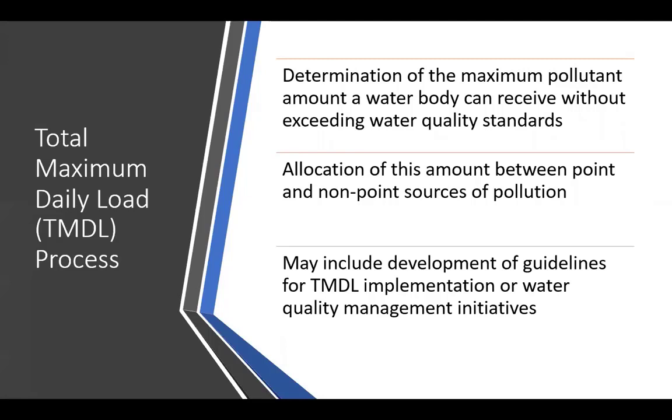The change was to regulate discharge on a mass per day basis and to take into account both point and non-point sources. So by point sources, we're talking about the wastewater treatment plant effluent. We're talking about a discharge from an industrial facility. It could be cooling water from a power plant.